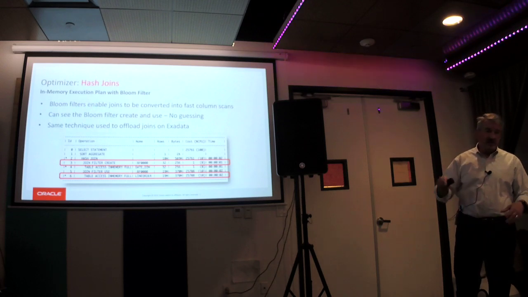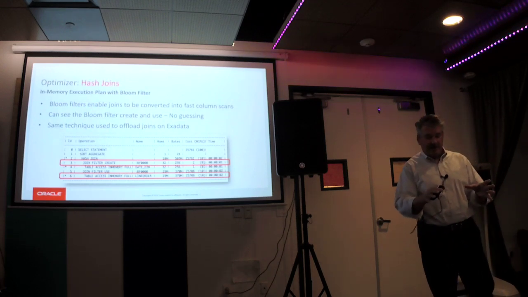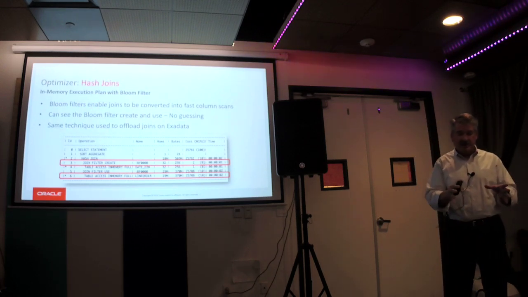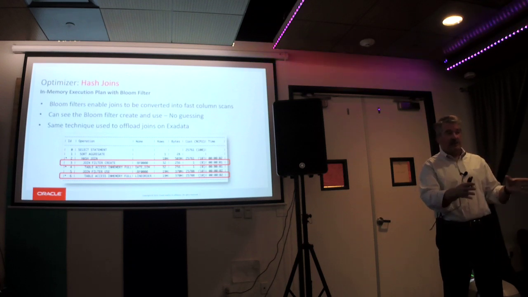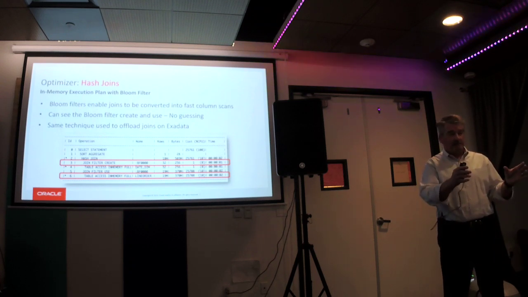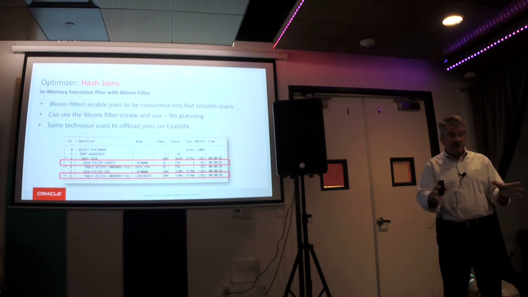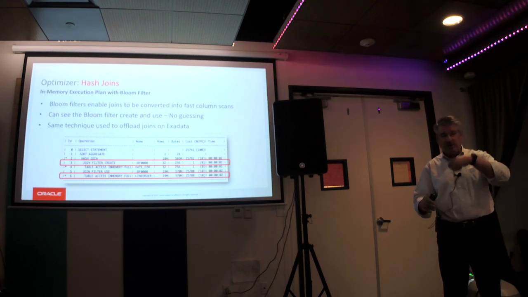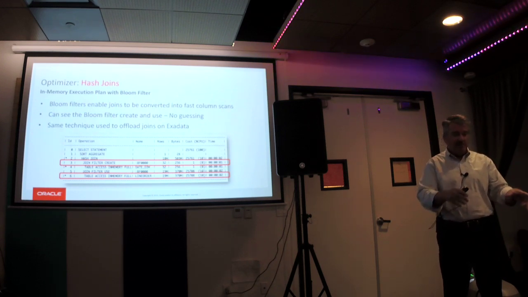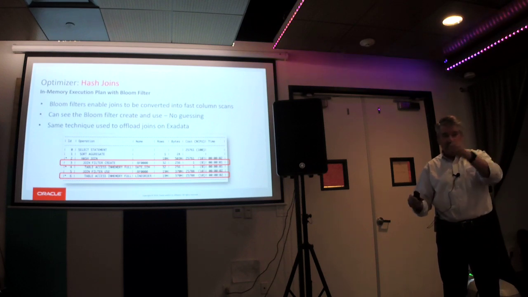Hash joins. There are actually two types of joins. Typically, what we've talked about is hash joins, and we can turn a hash join into a scan and filter operation. In a hash join, I won't go through the details, but you're going to scan one table, build a hash table, and probe from the other table.